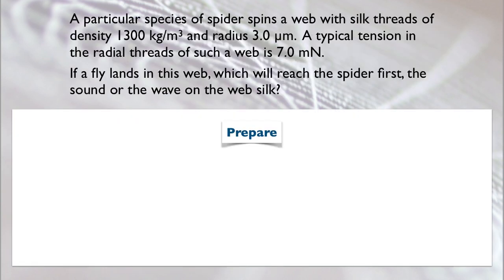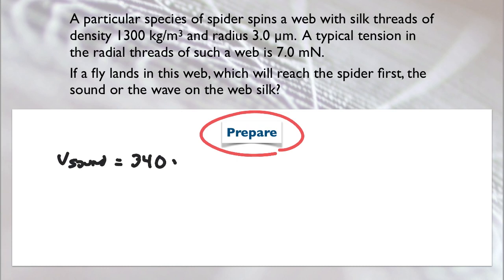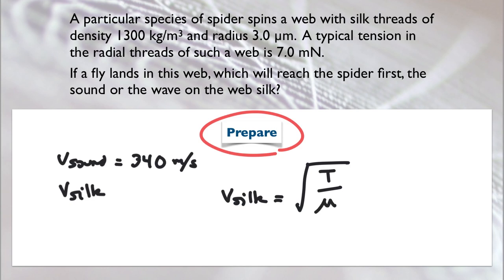Now next up, we're going to prepare. For a prepare step, we'll just say this. The speed of sound in air, we're going to use a value of 340 meters per second. So we're just going to have to compute the speed of the wave on the silk. That is determined by our equation for waves on a stretched string. That speed was equal to the square root of T, the tension, divided by mu, which is the mass per unit length. That's my preparation step.